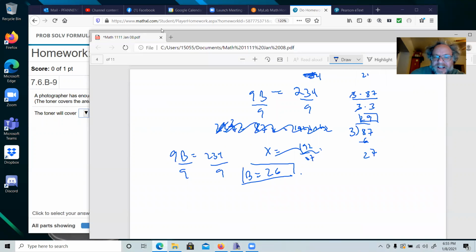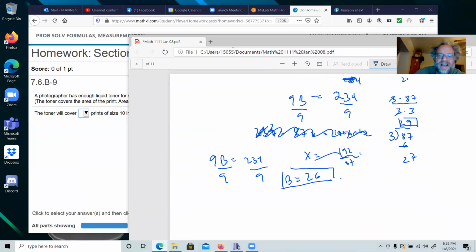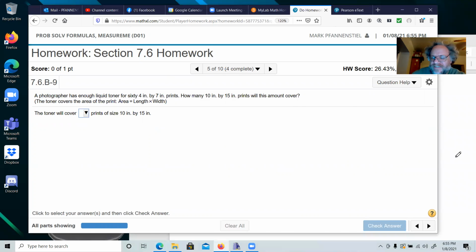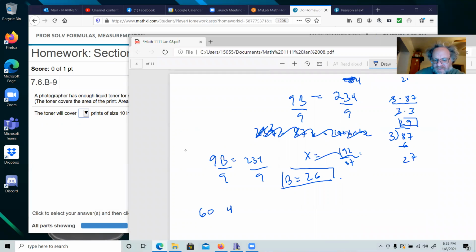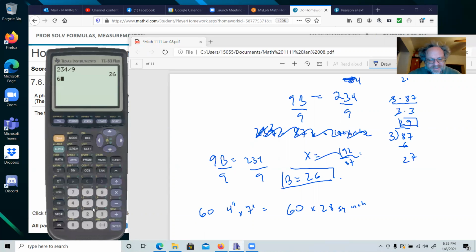Here's the setup: we have enough ink for 60 4-inch by 7-inch prints. So what's that mean? We have 60 times 28, right? 4 times 7 is 28 square inches. We have enough for that, and 60 times 28 is equal to 1680, so we have enough toner for 1680 square inches.